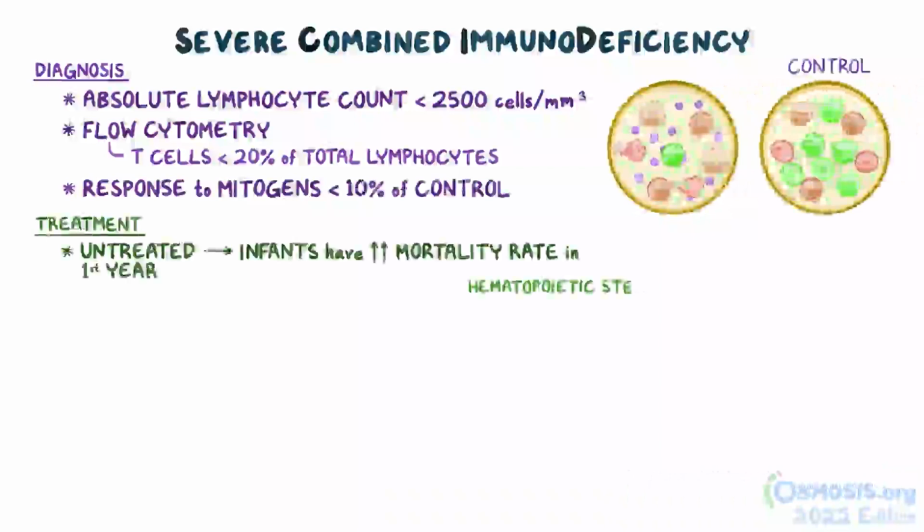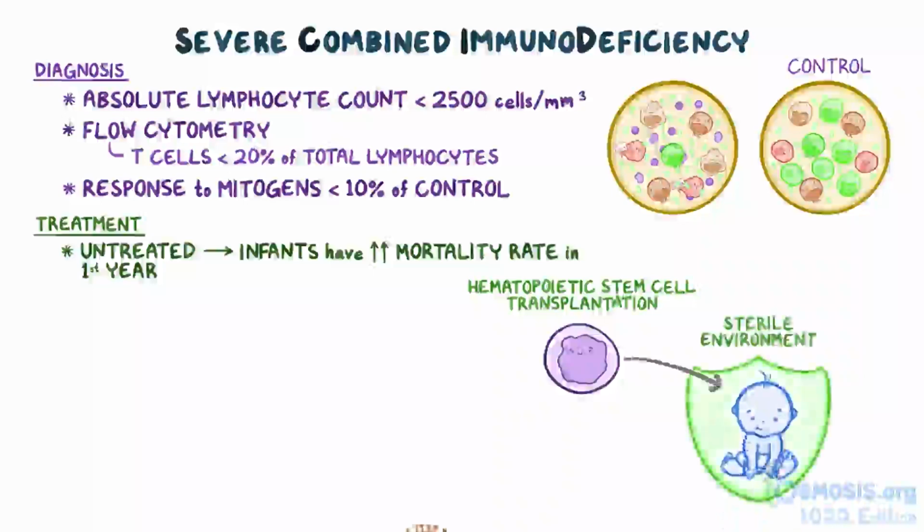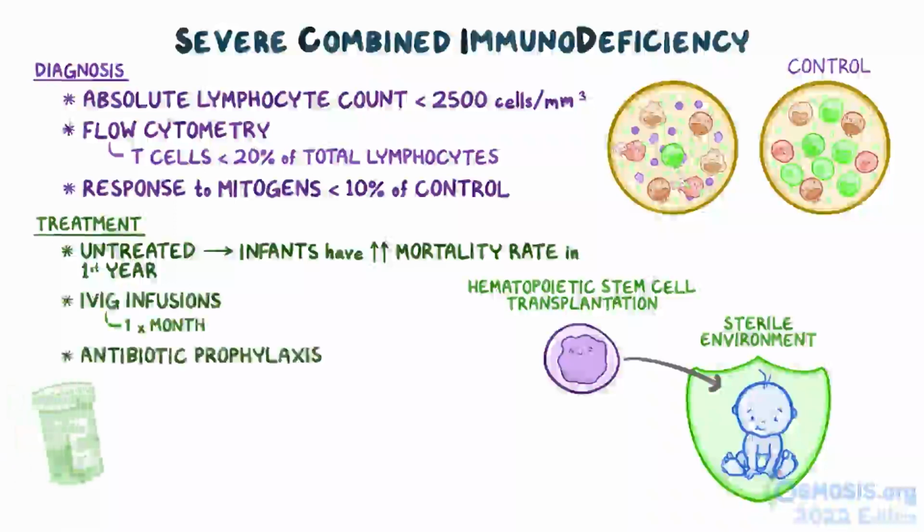So hematopoietic stem cell transplantation is recommended before the age of 3 months. Until then, these infants are often kept in a sterile environment so that they are protected from pathogens. In addition, intravenous IgG infusions can be given about once a month, and antibiotic prophylaxis for Pneumocystis jirovecii infections can be given with trimethoprim sulfamethoxazole.